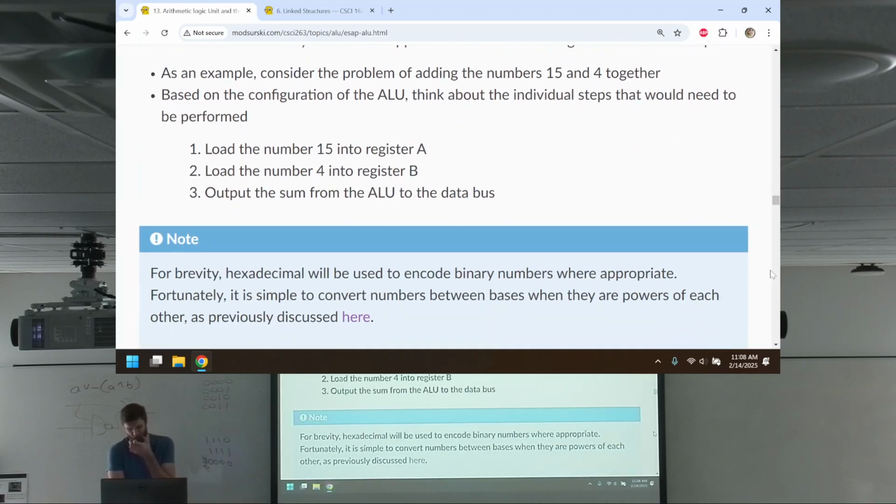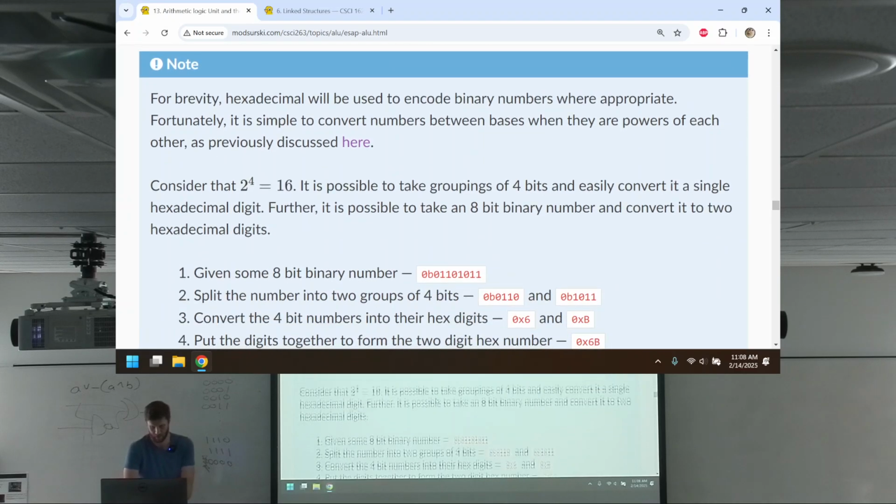Executing arithmetic. We already did this, right? Load 15 into A, 4 into B.